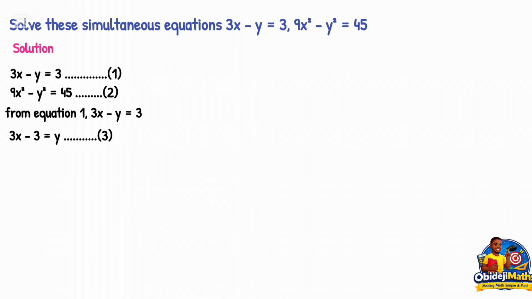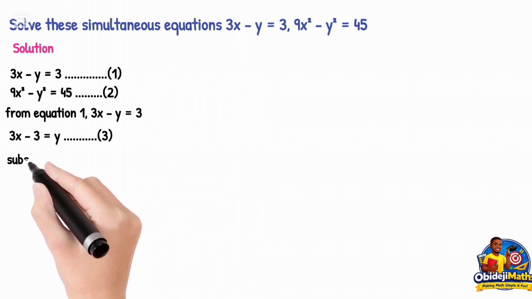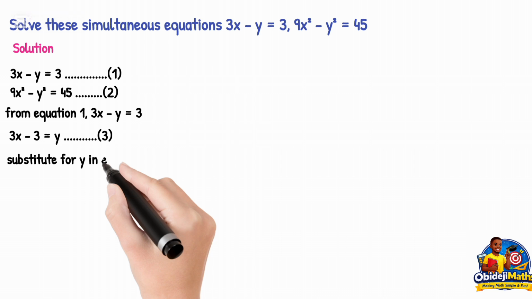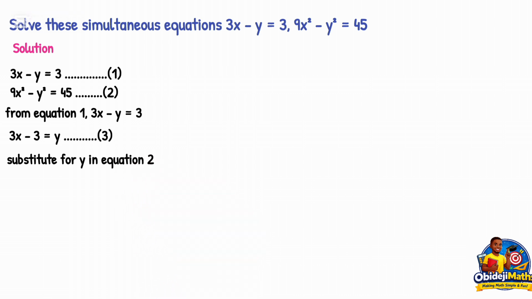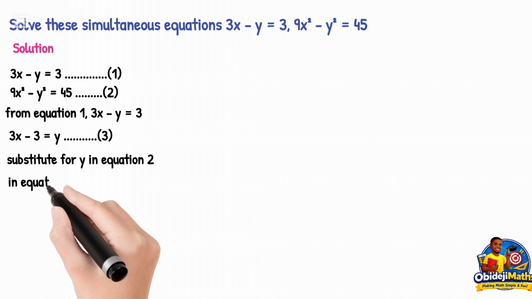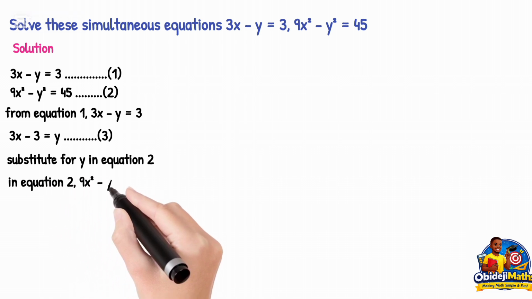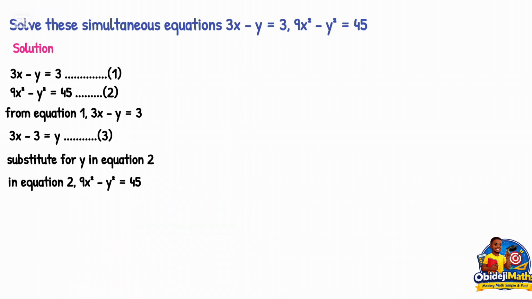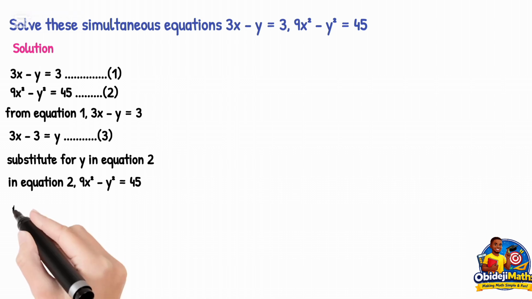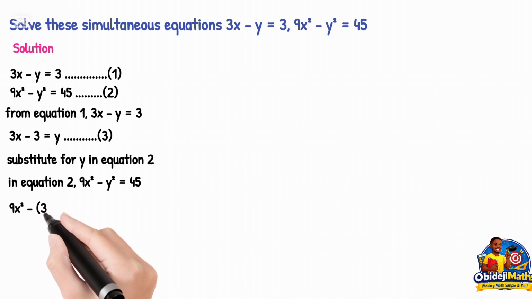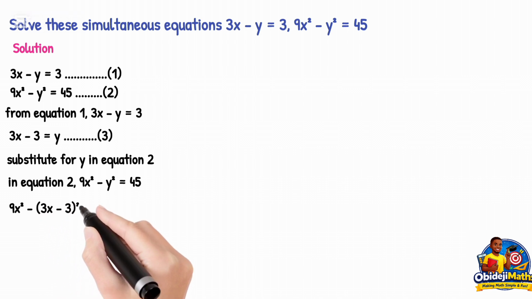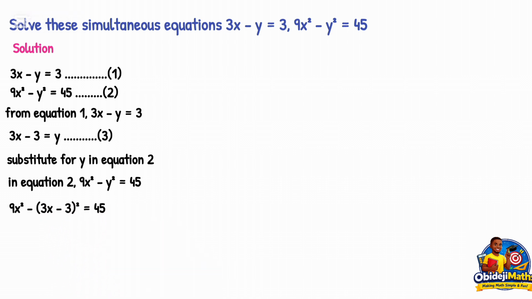Now, the next thing we are going to do is to substitute this value of y into equation 2. That is, anywhere we see y, we are going to put 3x minus 3. So in equation 2, 9x squared minus y squared equals 45. So anywhere we see y, we are going to put 3x minus 3. So let's do that. We are going to have 9x squared minus (3x minus 3) raised to power 2 equals 45. (3x minus 3) raised to power 2, we are going to expand it.